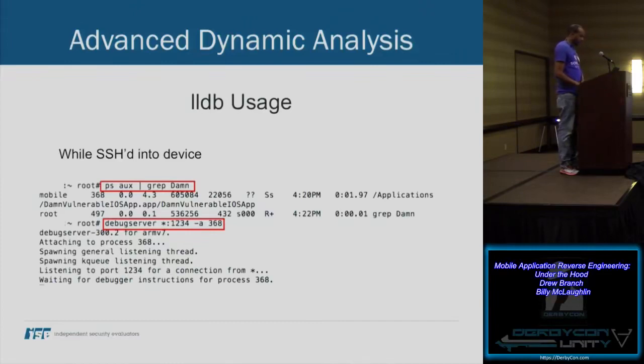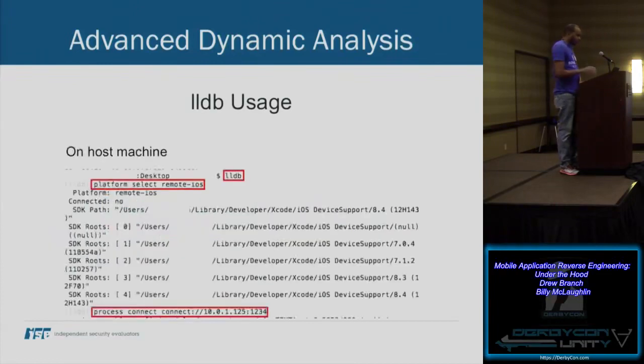After that process is attached to and stopped, you would go to your host machine, open a terminal, and type in LLDB. If you do not have the Xcode command line tools, a prompt will ask you if you want to download and install them. You would click OK. Then you would type in platform select remote-ios. It will load the various libraries that are required. Then you would type in process connect to the IP address of the mobile device, and the port number you specified in the previous screen.